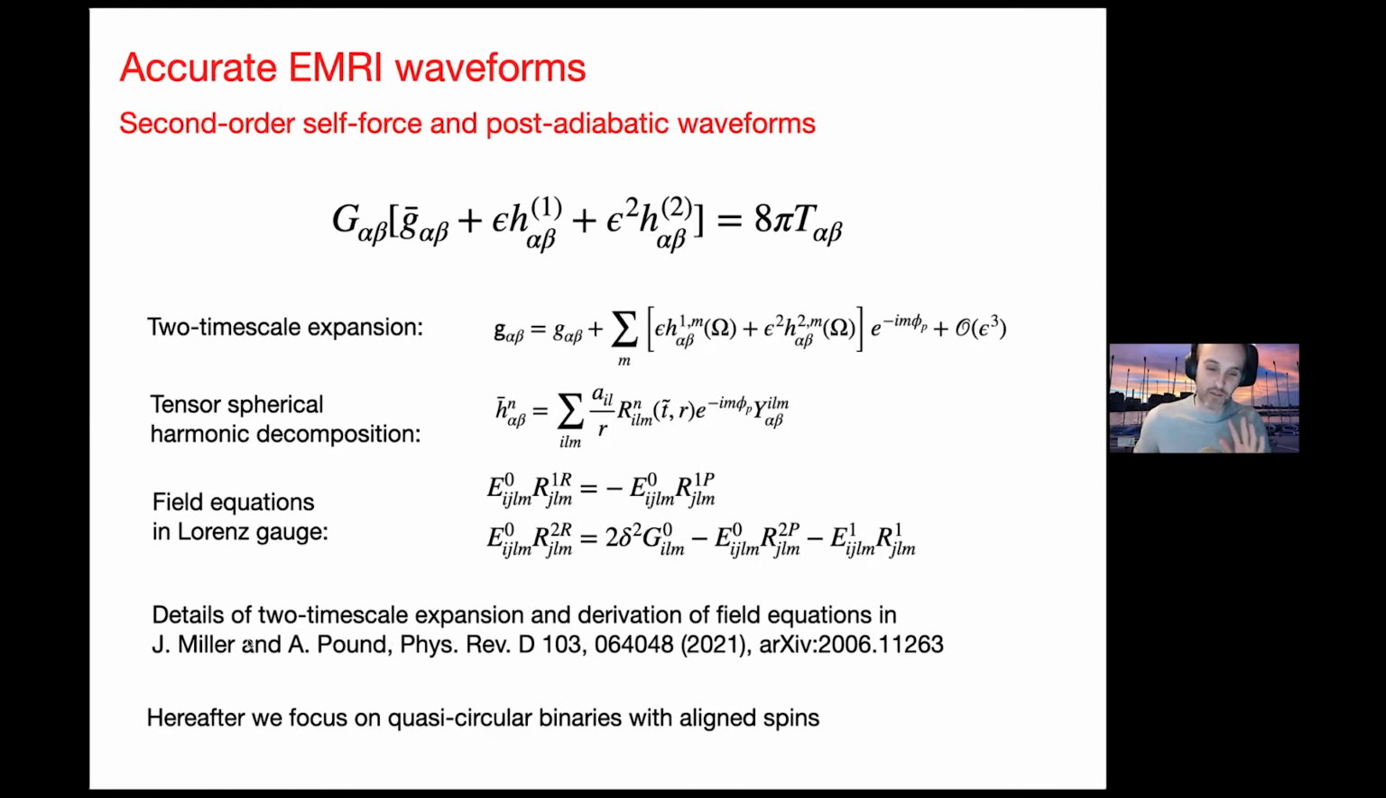If you're interested in details of how this goes, there's a really nice paper laying this all out by Miller and Pound out last year. What I want to talk about more so is results and what we've been able to do with this framework very recently. And from here onwards, although I've talked about more generic systems, hereafter I will just talk about quasi-circular binaries with, if there is spin, they'll be aligned or anti-aligned with the orbital angular momentum.